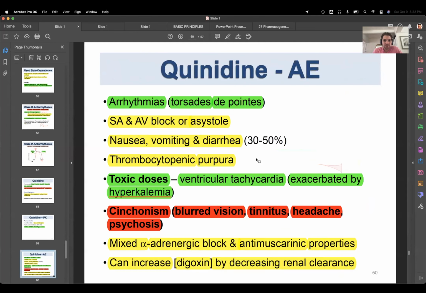Right, and there are some weird little side effects, like quinidine has cinchonism, blurry vision, tinnitus, and headache, even psychosis. So be aware of that. Another good thing that you could know now, anything that increases QT can lead to torsades de pointes. Now, why is that? If you extend, let's go back to the picture.